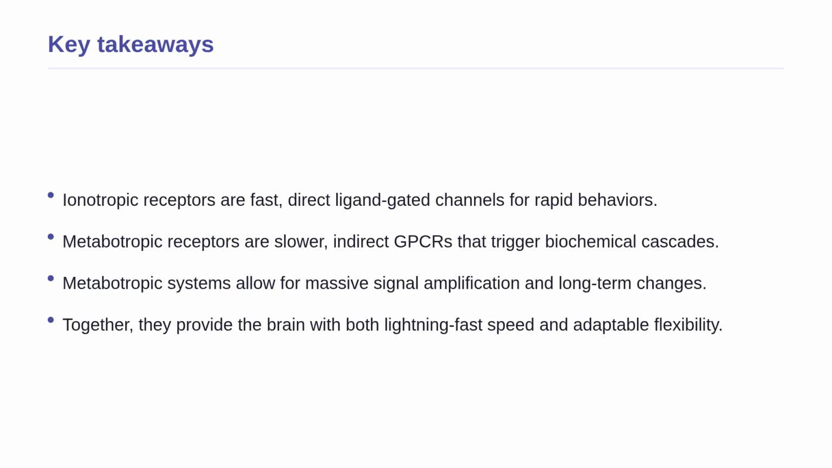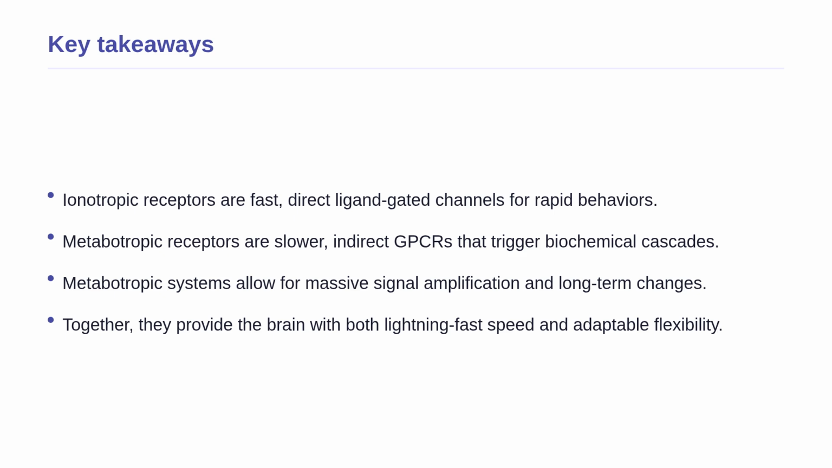To wrap up our lecture, let us review the most important ideas we have covered today. First, ionotropic receptors are your brain's fast, direct, ligand-gated channels. They mediate rapid behaviors like reflexes and real-time sensory processing. Second, metabotropic receptors are the slower, indirect G protein-coupled receptors. Instead of opening immediately, they trigger biochemical cascades that allow for massive signal amplification, which is essential for long-term changes like learning and mood regulation.